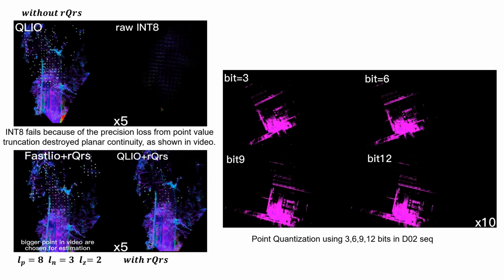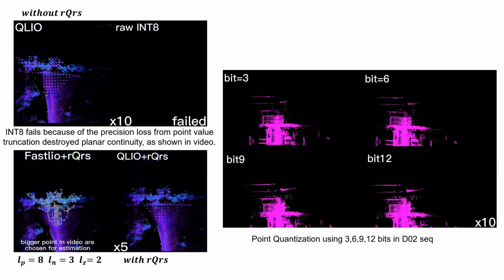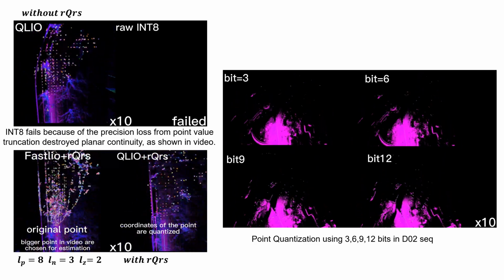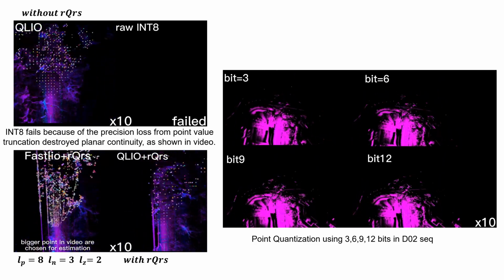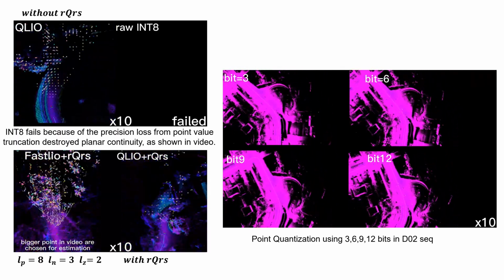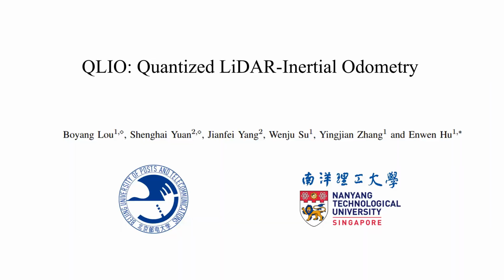QLIO enables real-time LIO on edge devices via multiprocessor quantization and adaptive resampling, achieving 15.1 times bandwidth compression while preserving accuracy. Unlike 2D visual methods, it introduces 3D point-to-plane quantization and a LiDAR-specific map estimator. For more details, please refer to our paper.